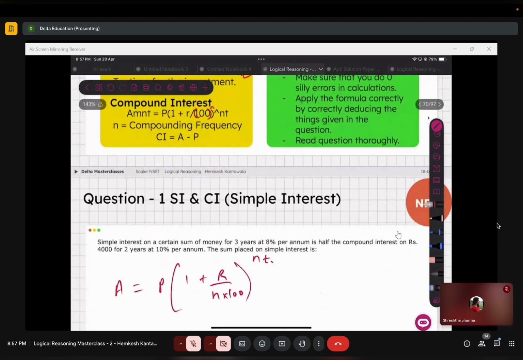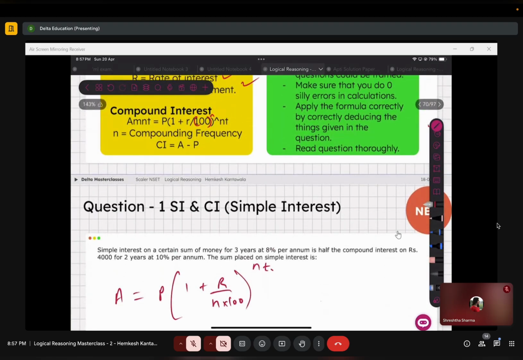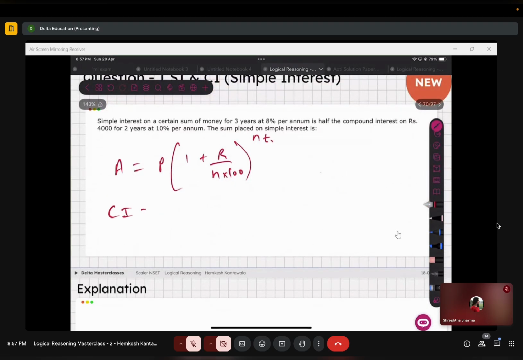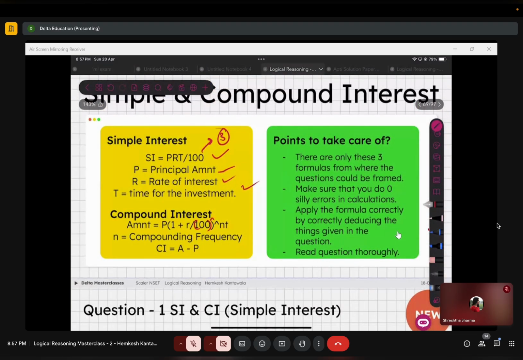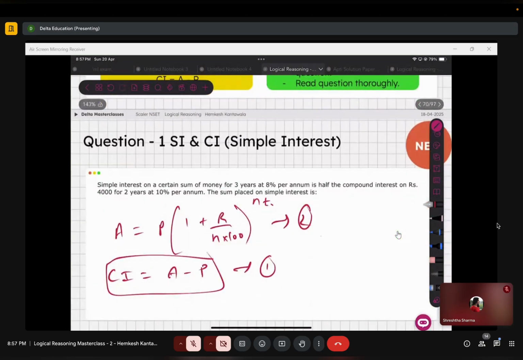Now, how are amount and compound interest related? If we want to find the compound interest, then amount minus the principal gives us the interest. Correct? So this is formula 1, this is formula 2, and this is formula 3. There are only these three formulas from which the questions come. So you need to put the values correctly, solve it correctly, make no silly mistakes, and you get the correct answer.